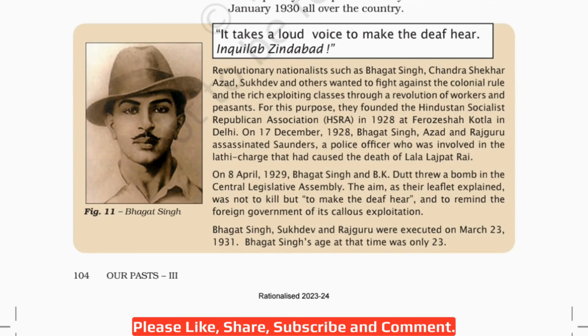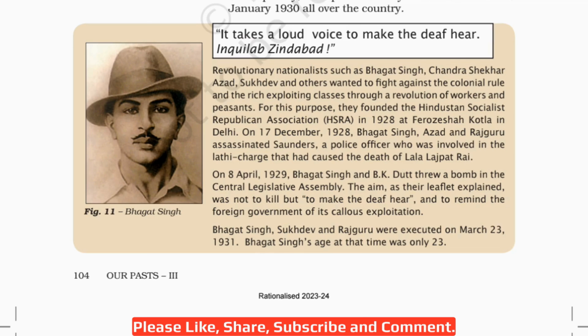It takes a loud voice to make the deaf hear. Inqilab Zindabad. Revolutionary nationalists such as Bhagat Singh, Chandrasekhar Azad, Sukhdev, and others wanted to fight against the colonial rule and the rich exploiting classes through a revolution of workers and peasants. For this purpose, they founded the Hindustan Socialist Republican Association, HSRA, in 1928 at Feroz Shah Kotla in Delhi.